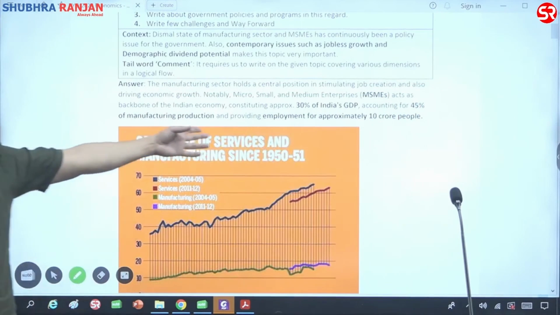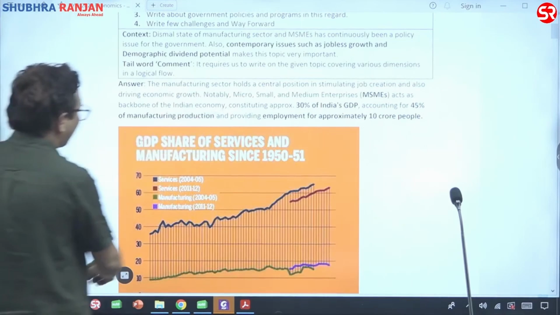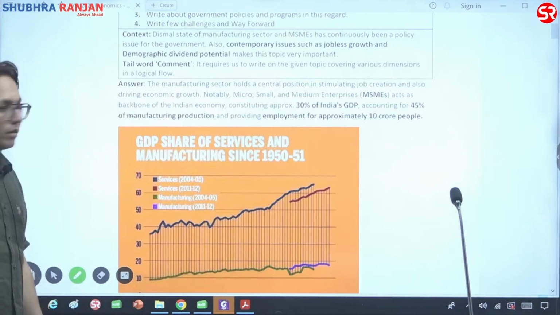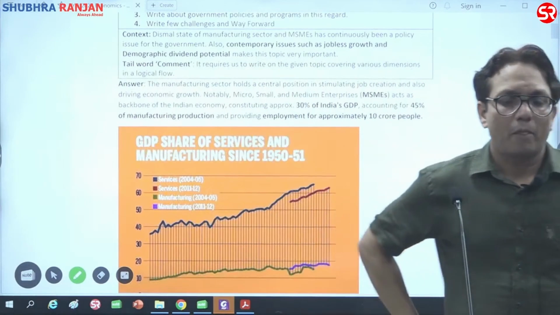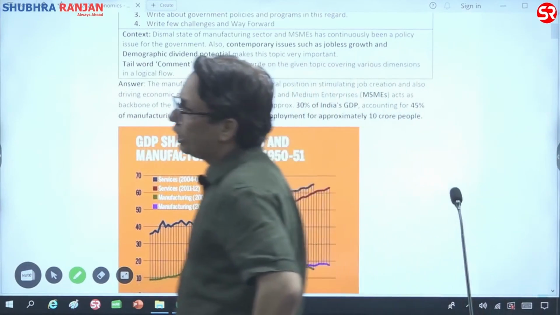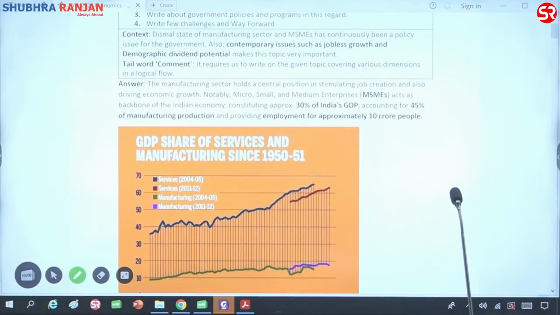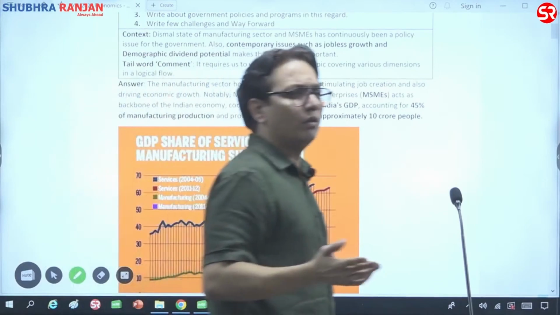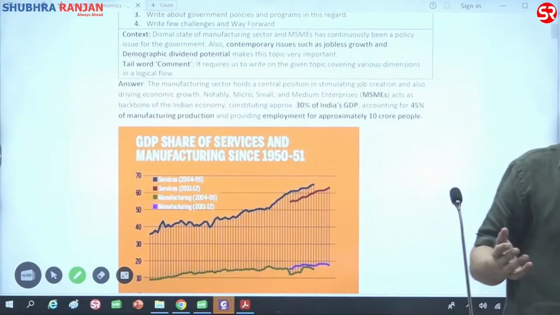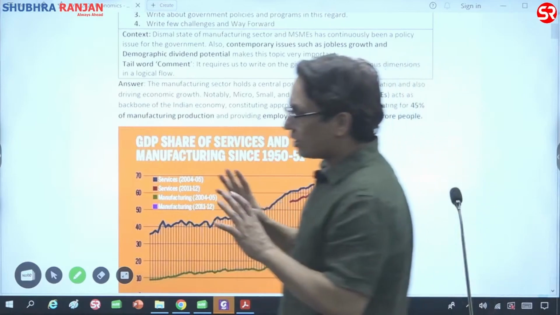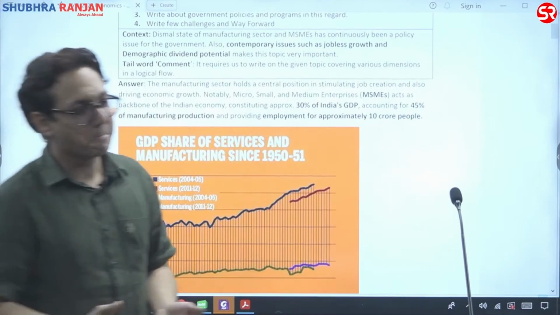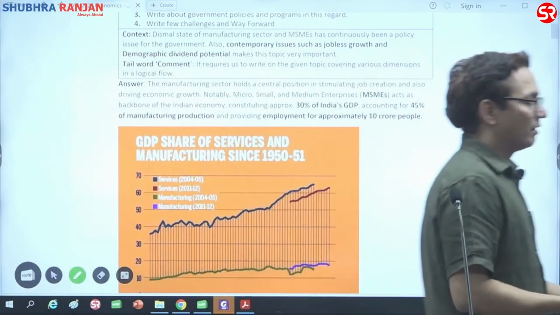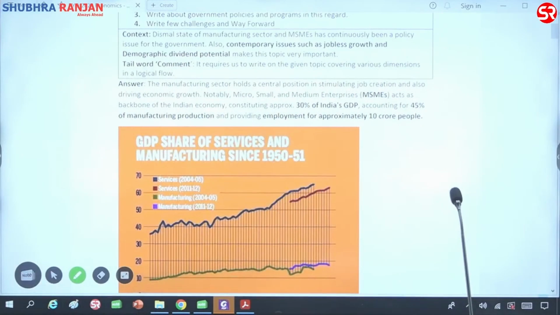So you can start the answer with certain facts. How much is manufacturing contributing to the GDP of India? How much does the industrial sector contribute to the GDP of India? Just take a guess. First, what exactly is the industrial sector? Or what exactly is the secondary sector? The secondary sector includes construction and manufacturing.